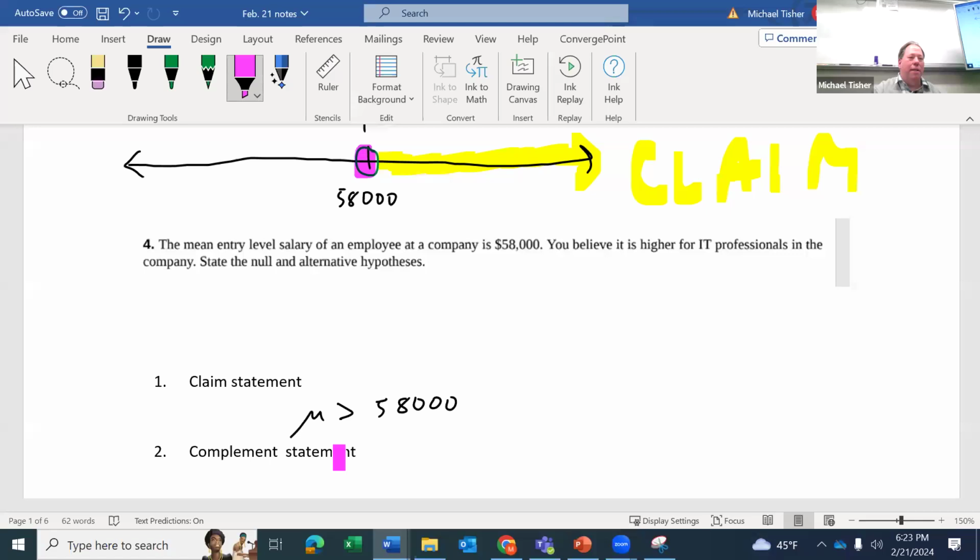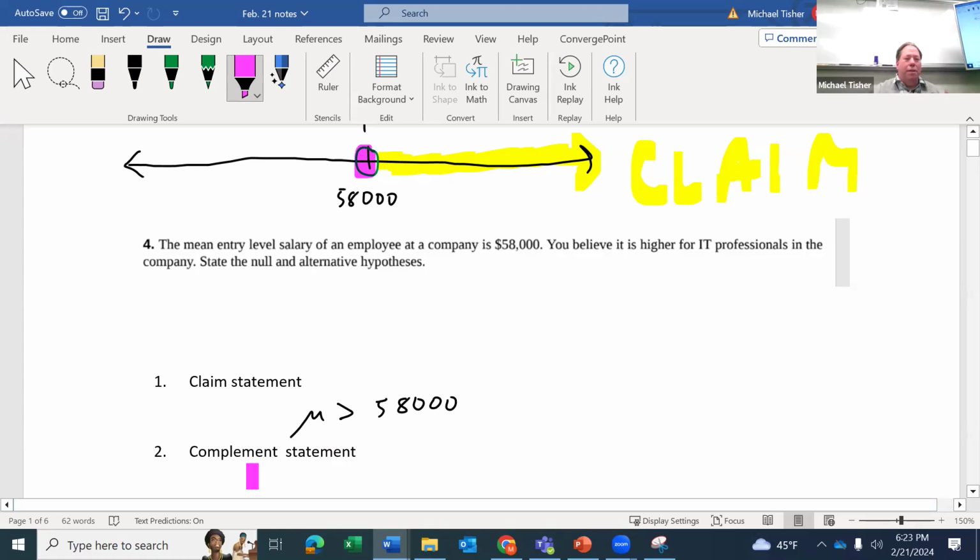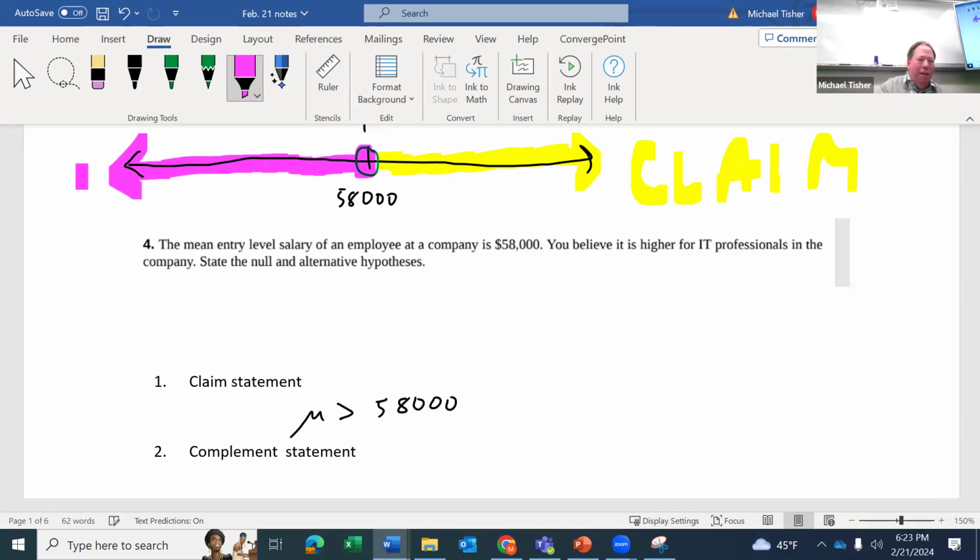So complement is like the opposite, okay? So let me stress now that the complement is the opposite of the claim statement. So in this case, the complement is the opposite of being greater than 58,000. So 58,000 is not greater than 58,000, is it? So what else is not greater than 58,000? Everything under, yes, all the left of that. And so here's the complement right here.